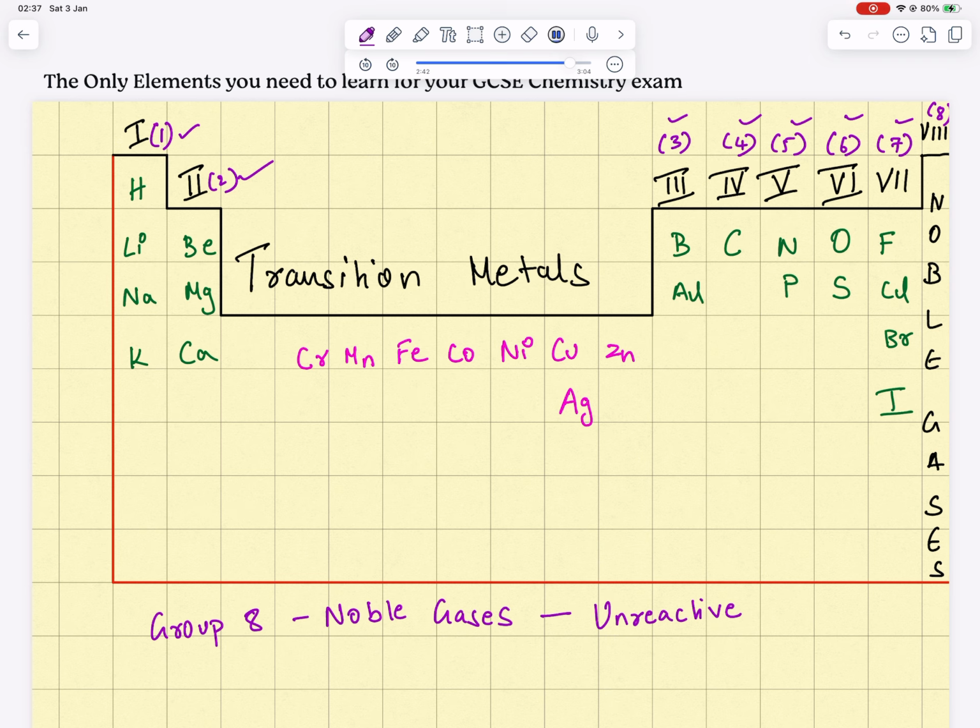Now, remember, whenever you're writing ionic formulae, the first half is always positive, and the positive ions come from group 1, 2, and 3. That's for sure, nowhere else. And the negative ions come from group 5, 6, 7, or polyatomic ions.